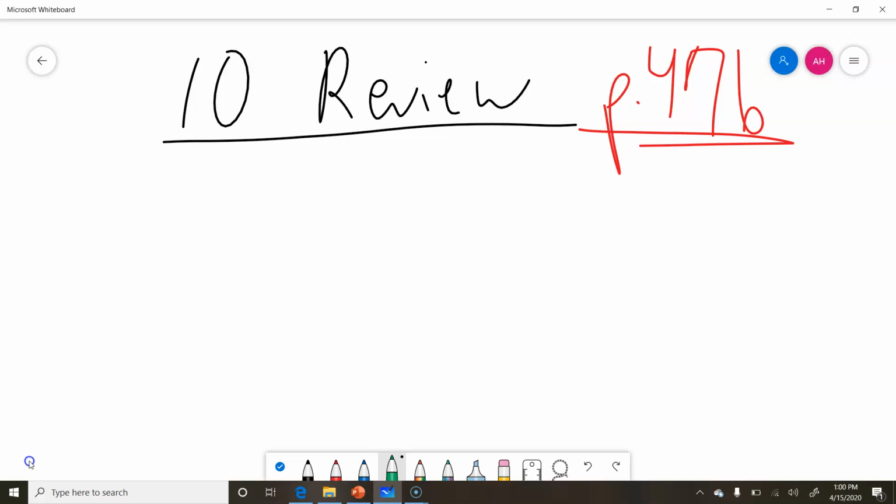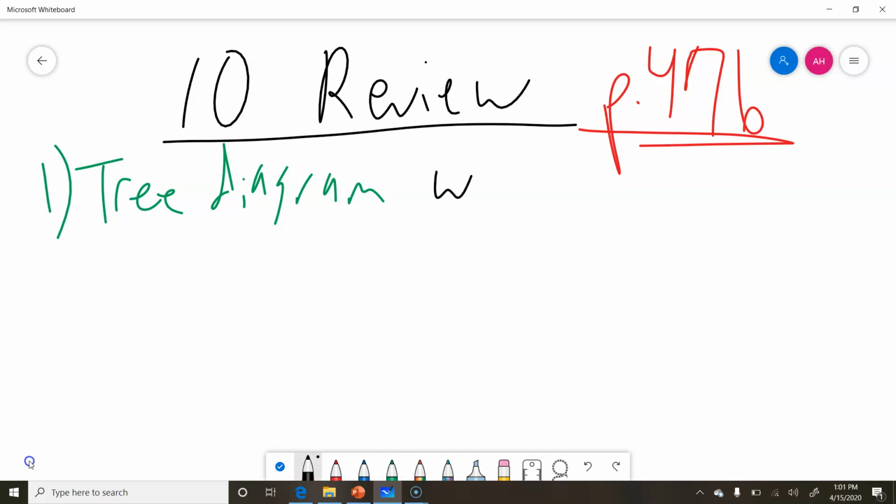Number one in the review is about a tree diagram. We did this way back before we even went on spring break. It says Kathleen has a white tablecloth and a cream one, and red, blue, and pink napkins. So she has two tablecloths, a white one and a cream one, so we can put W and C. And she has three different colors: red, blue, and pink napkins.